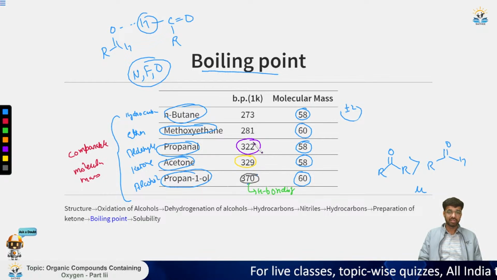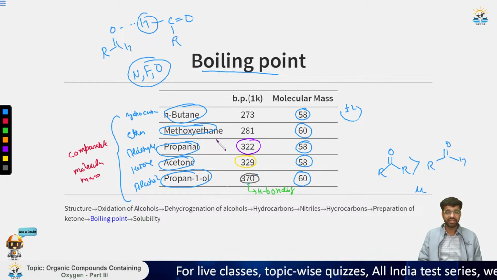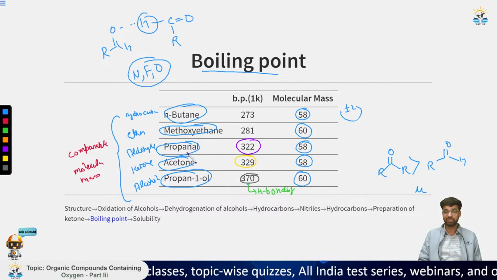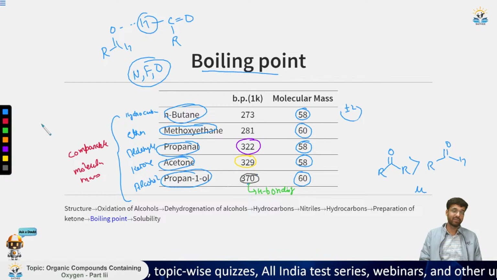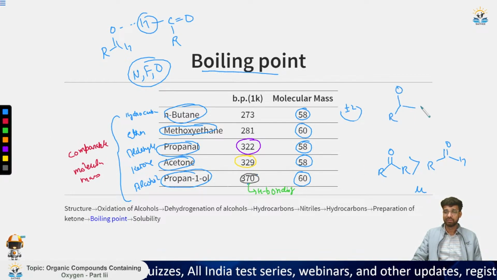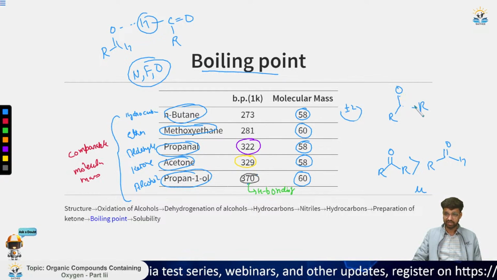Now coming to methoxyethane and butane. Methoxyethane has somewhat of a dipole moment, not as high as propanal, because propanal has a high dipole moment. You have seen the reason, or the ketone, because we have this double bond, and of course you can have this thing also.